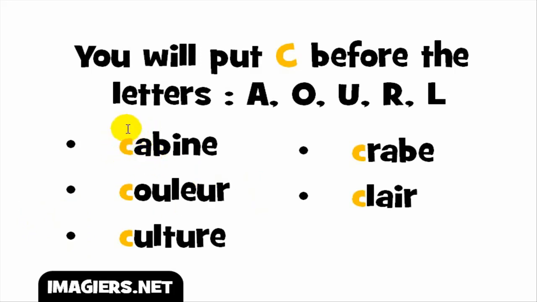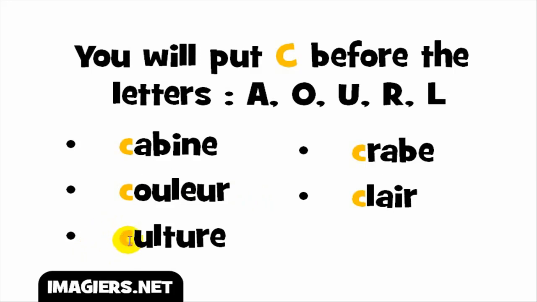C plus A, so this combination will give you the sound K. Okay, so the full word will go like cabine. Okay, cabine. Second example here, well, you've got this vowel O combined with the other vowel U, and remember it gives you the sound OU, okay, but then remember that the C is still K, cou, couleur, okay, couleur, all right.